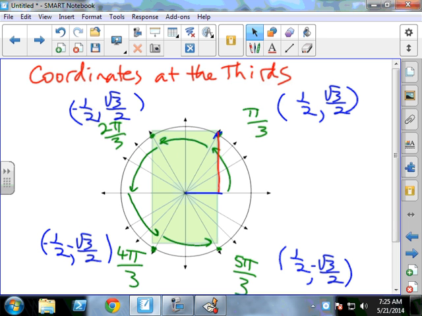One half and rad 3 over 2. They're always going to be paired up. They're always going to be teamed up. They're always going to be side by side. Like that. Okay?